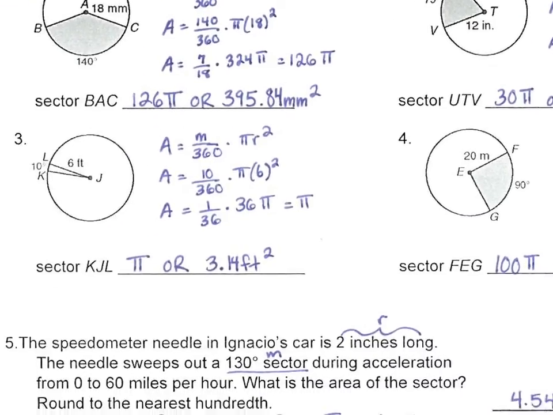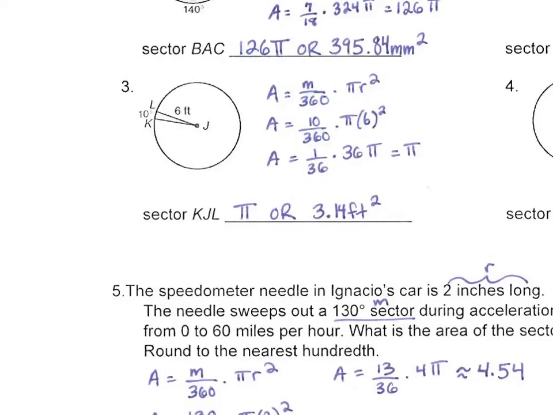Number 3, we've got our sector area again. They're switching us to a 10-degree angle this time with a radius of 6. Substituting those 2 values into my formula, this front fraction simplifies to just 1 over 36. 6 squared is 36. So this all simplifies to simply just 1 pi, or pi. And we know that equivalent to the nearest hundredth is 3.14 feet squared.